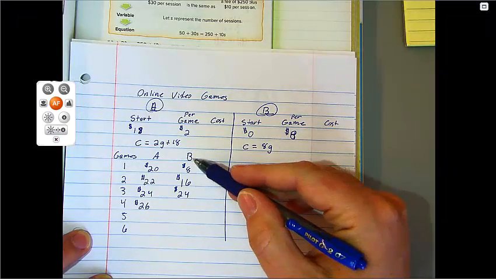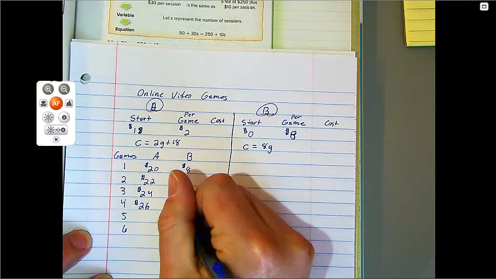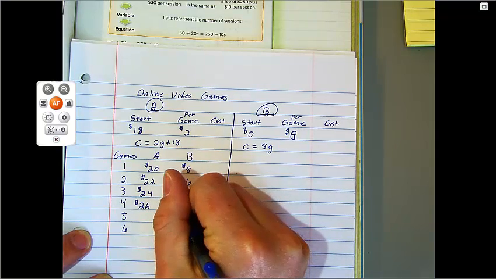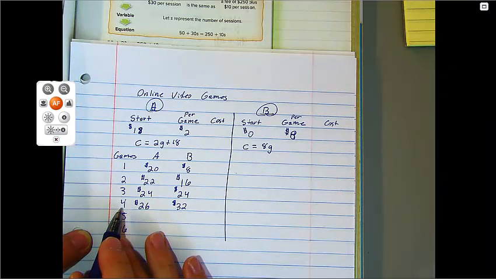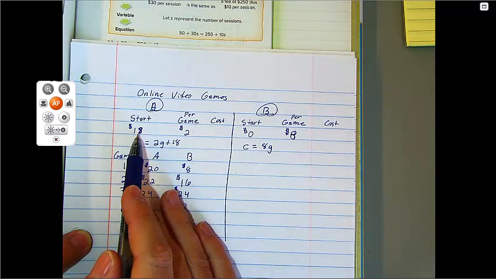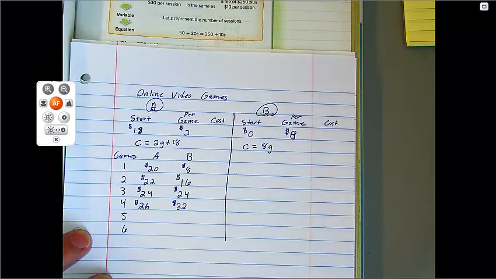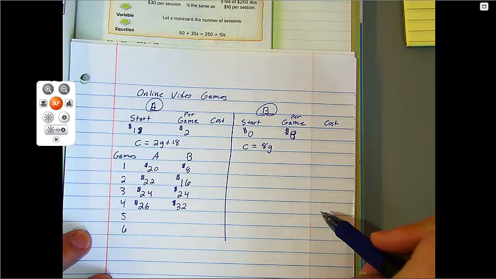And then company B here, 8 times 4 is $32. So for 4 different games, that costs $32. So we know, starting at 4 games, company A becomes the better choice, even though you have to pay more up front. So if you're an avid gamer, that would be your company. All right? If you just play a couple games here and there, company B would probably be the choice you'd want to go with. Okay?